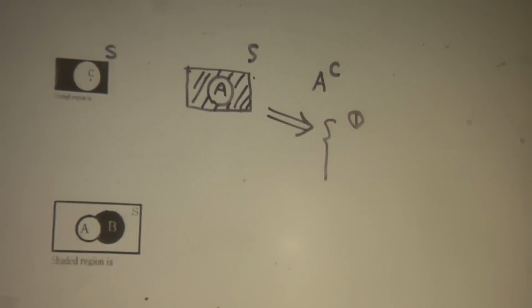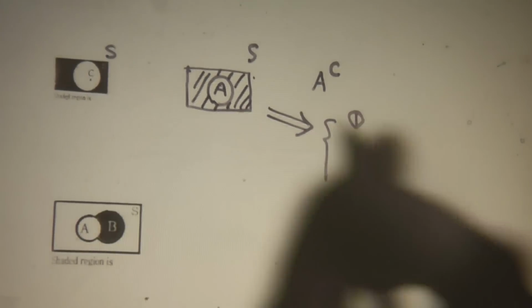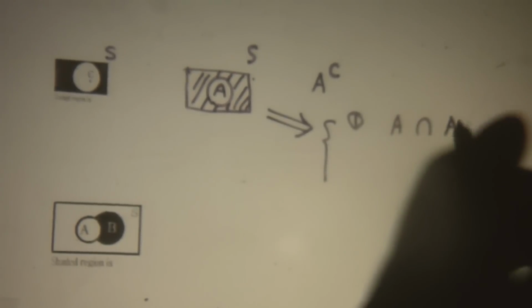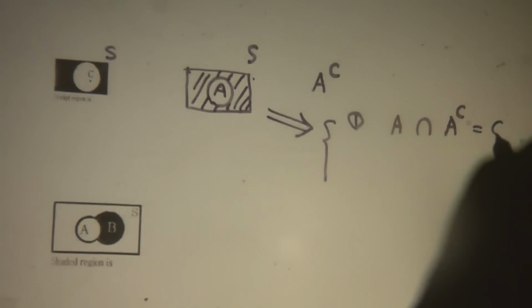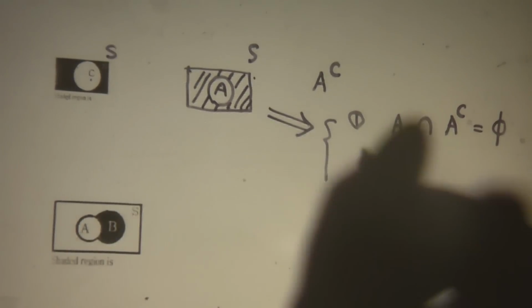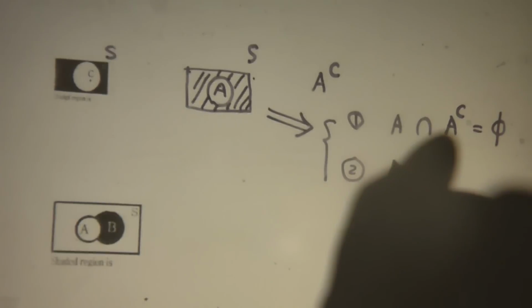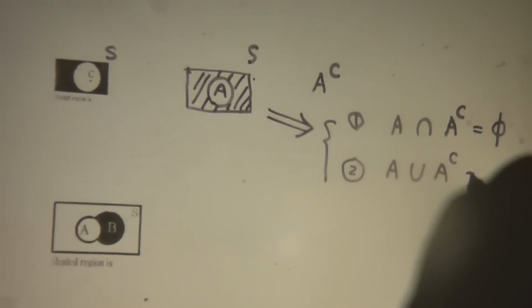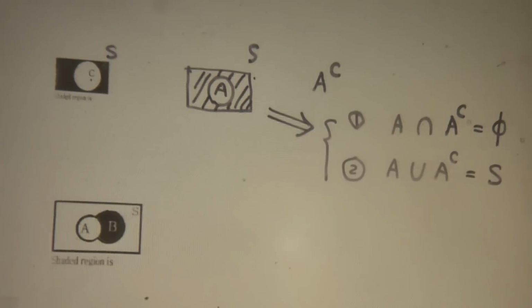This is a very interesting picture, because from it you can derive two properties very quickly. You can see that A and A complement share nothing in common. However, if you put them together, A or A complement, they give you the whole sample space.